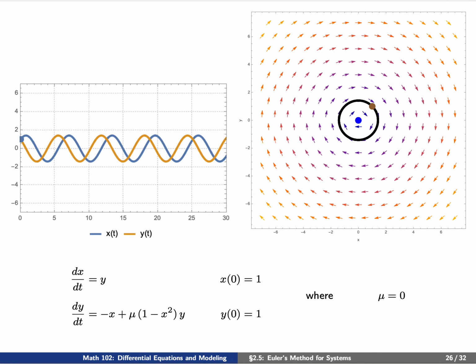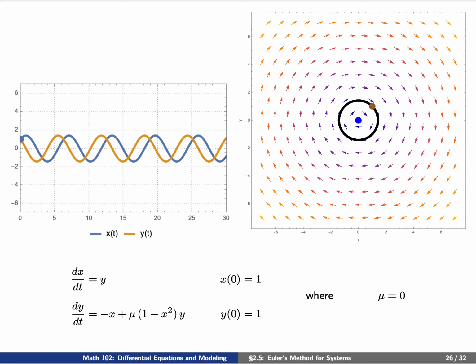Here are some examples. First, let's take a look at the case when mu is equal to 0. Remember that this just corresponds to the harmonic oscillator. Well, we can see from the slope field on the right that we indeed do have the harmonic oscillator. Our solution simply spins around in this circular pattern. We can also see our solutions x of t and y of t on the left. Essentially, these will just look like sines and cosines.